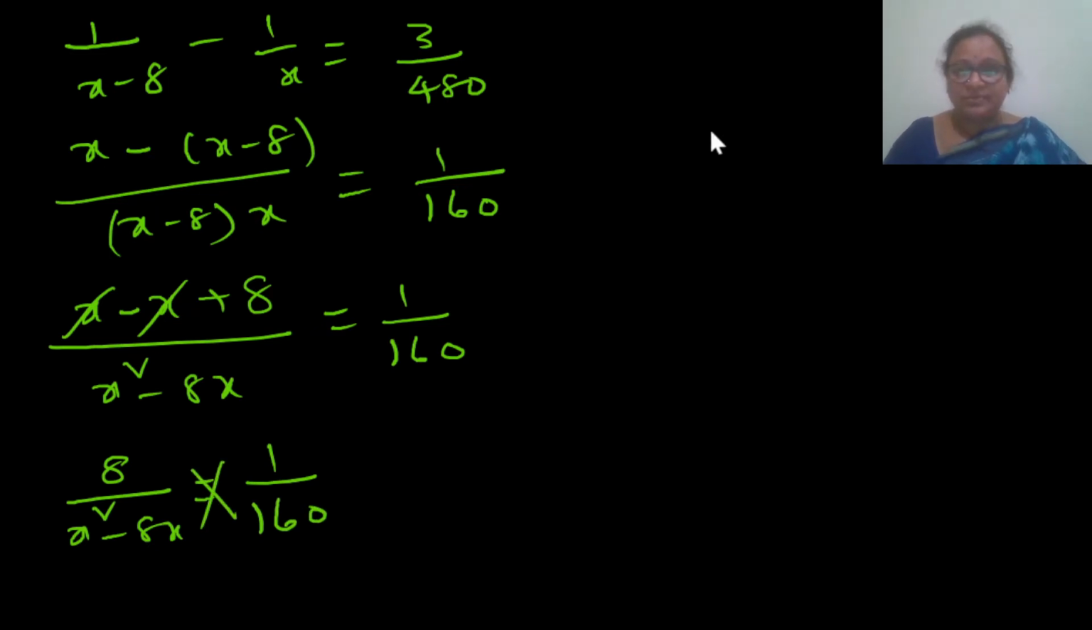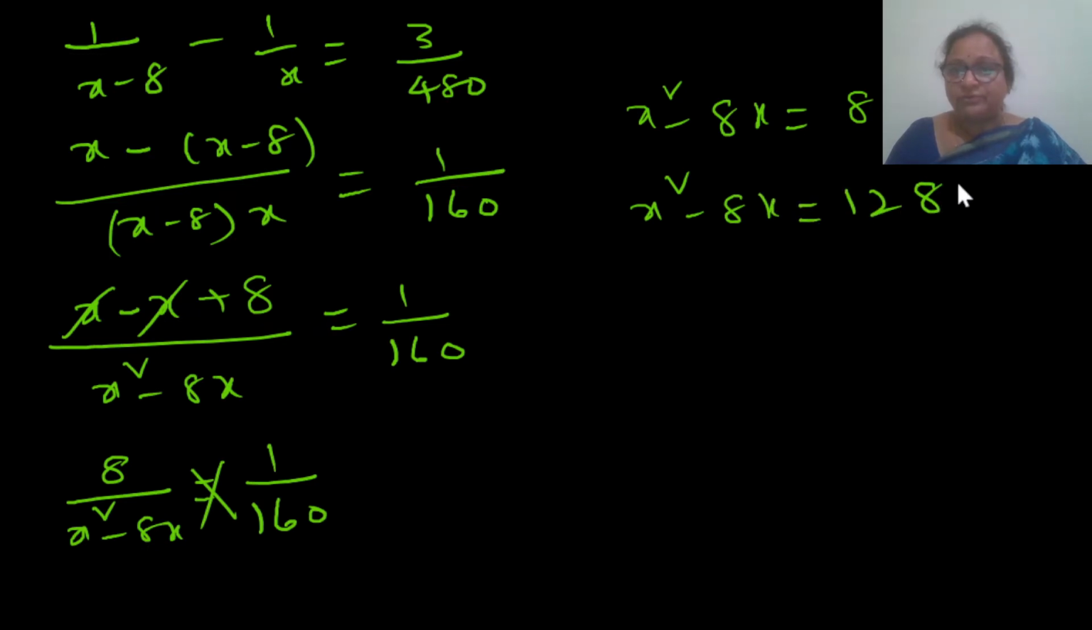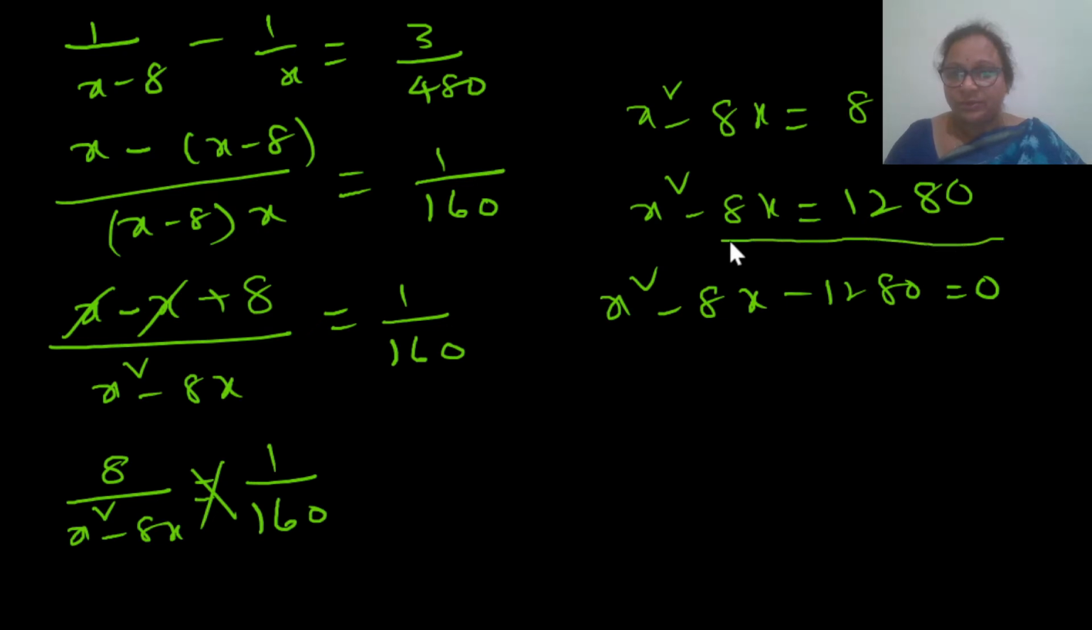Then cross multiplication. x square minus 8x is equal to 8 into 160. x square minus 8x is equal to 1280. x square minus 8x minus 1280 is equal to 0 is the required quadratic equation.